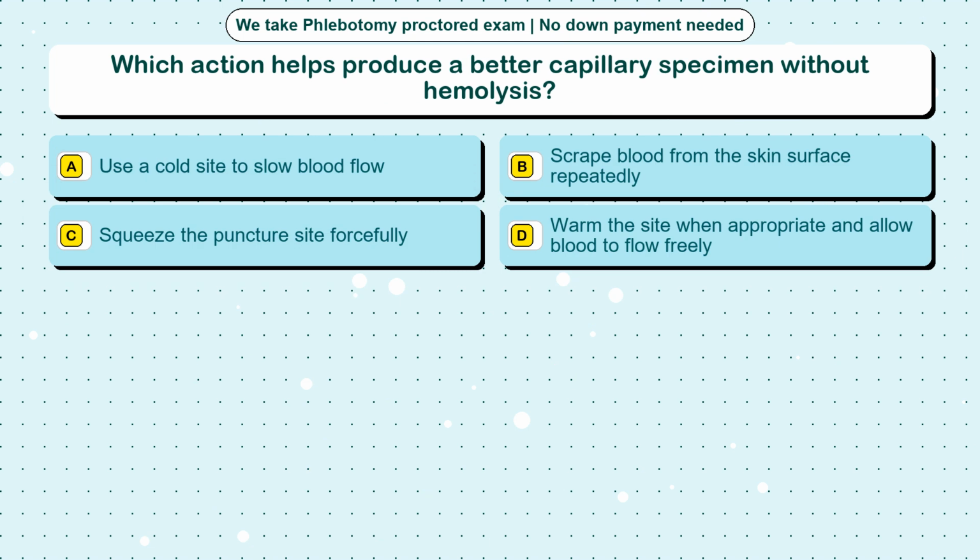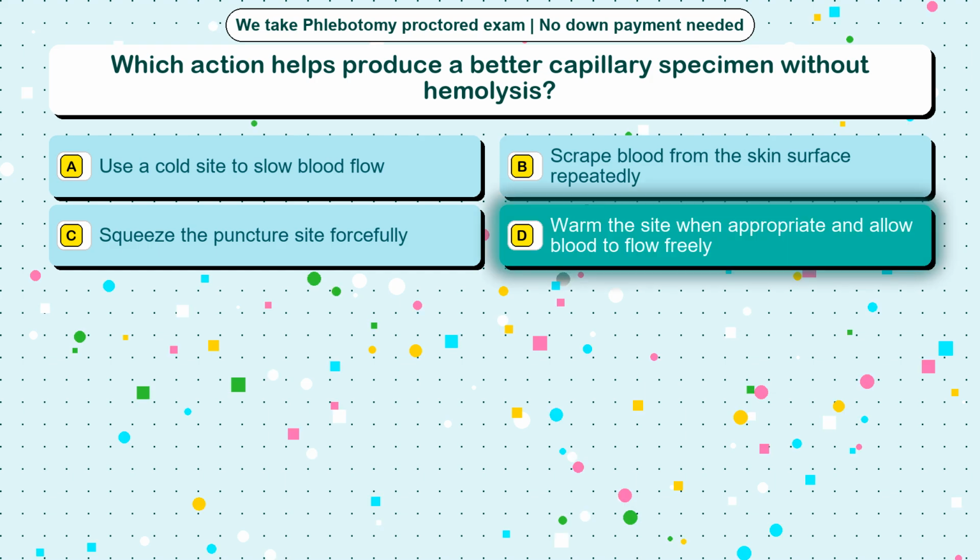Question 67. Which action helps produce a better capillary specimen without hemolysis? Option A. Use a cold site to slow blood flow. Option B. Scrape blood from the skin surface repeatedly. Option C. Squeeze the puncture site forcefully. Option D. Warm the site when appropriate and allow blood to flow freely. The correct answer is option D.